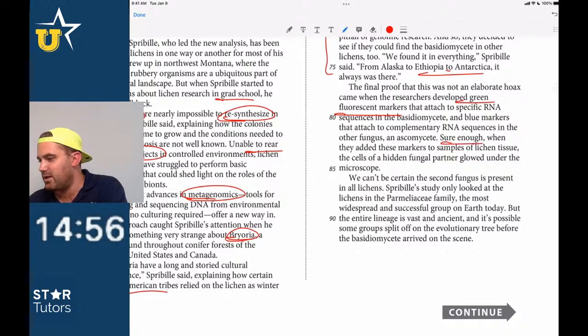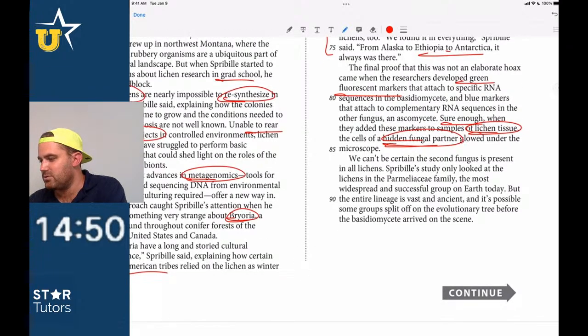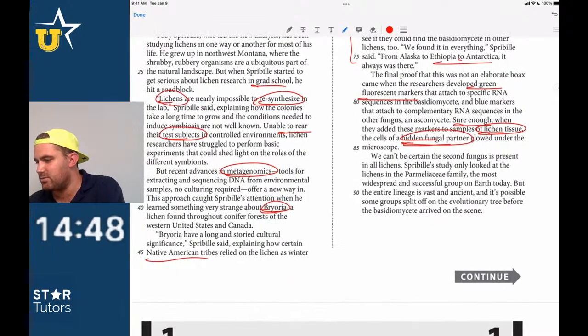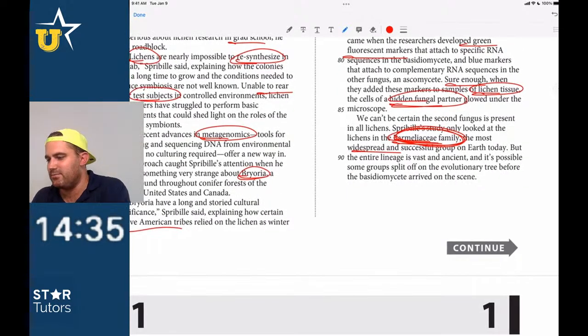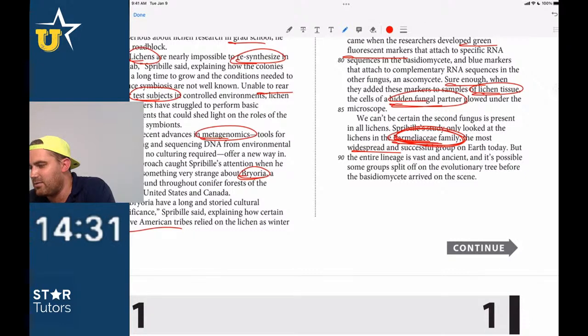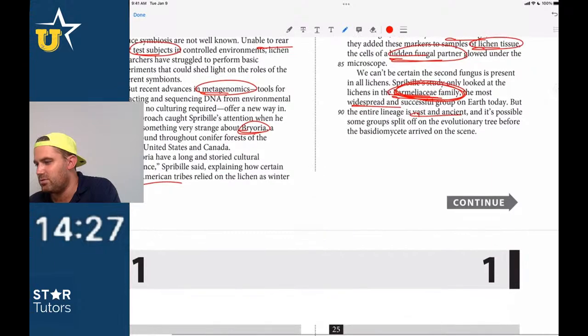Sure enough, I had the markers to sample the lichen tissue, the cells of hidden fungal part, and glowed under the microscope. Maybe certain all lichen. So, right, this family. Most widespread. So this one is the most widespread. It wouldn't surprise me if they said what is the most widespread right on Earth. Like there's not enough lines. Kind of lineage is vast and ancient. It's possible to split off the average tree.